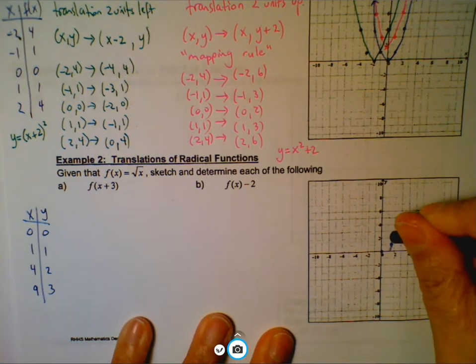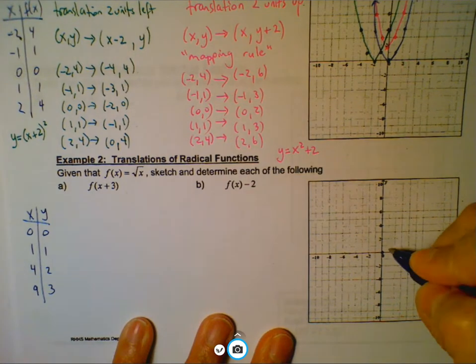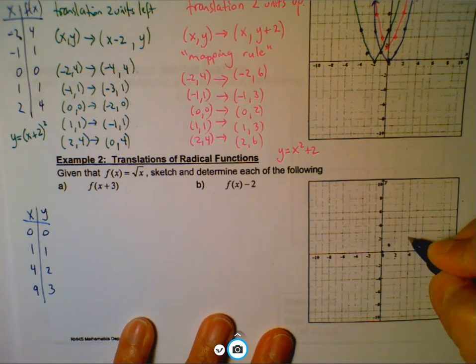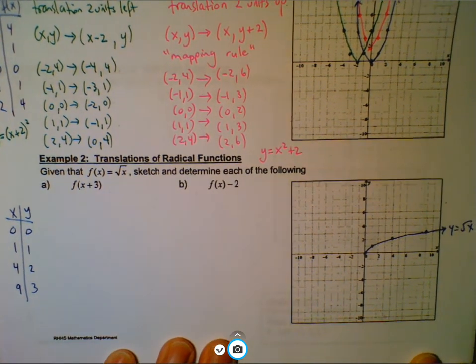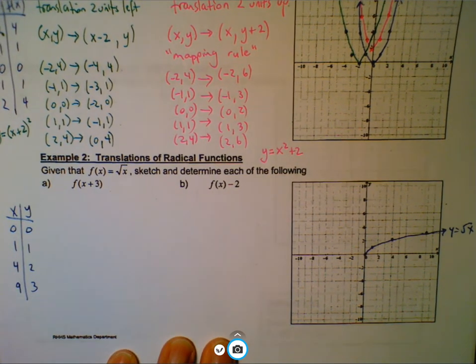Sorry, I'm off a little bit. 0, 0, 1, 1, 4, 2, 9, 3. Okay, and this is y equals square root of x. Right? Okay, and so that one's done.